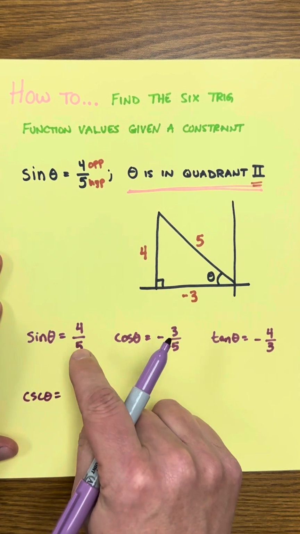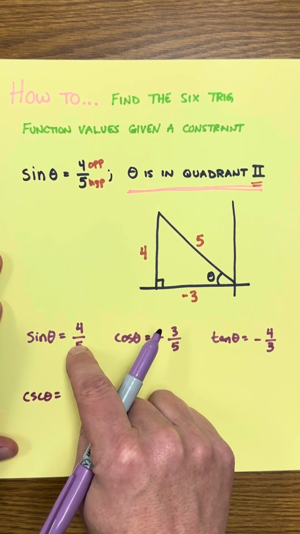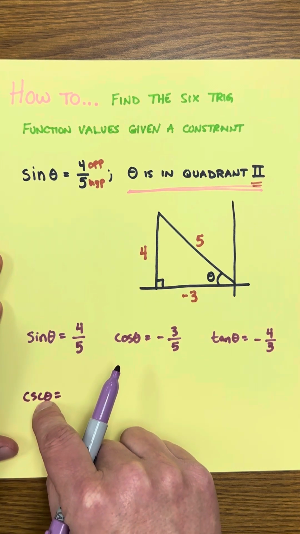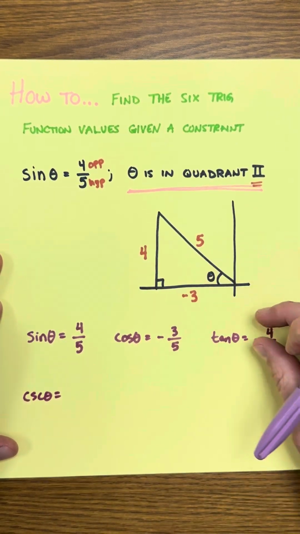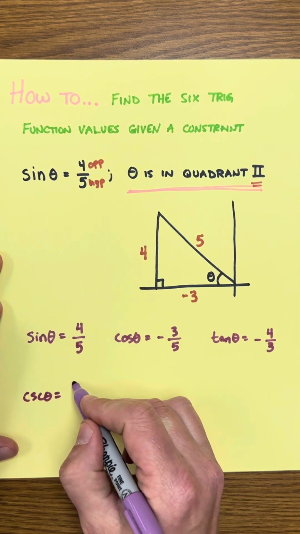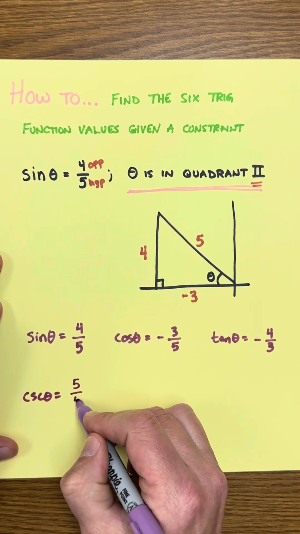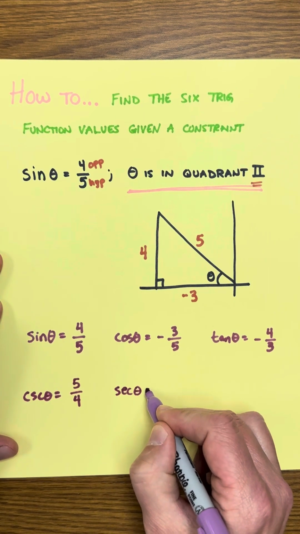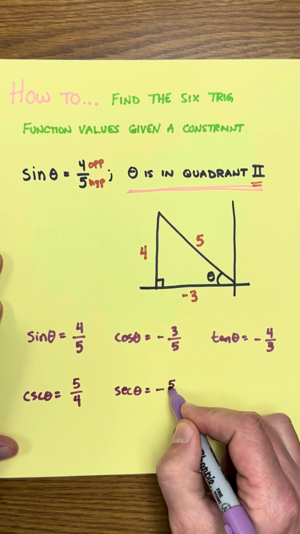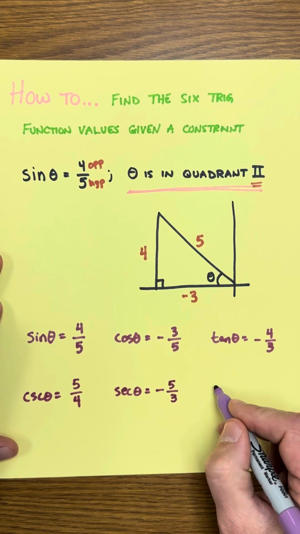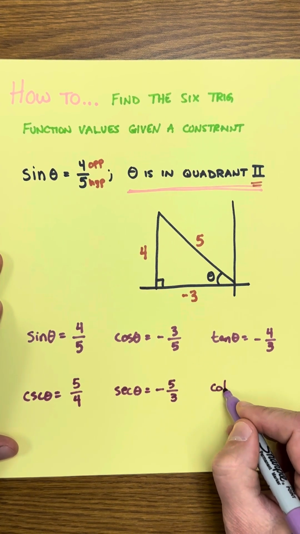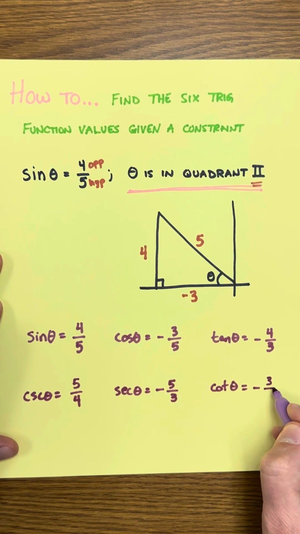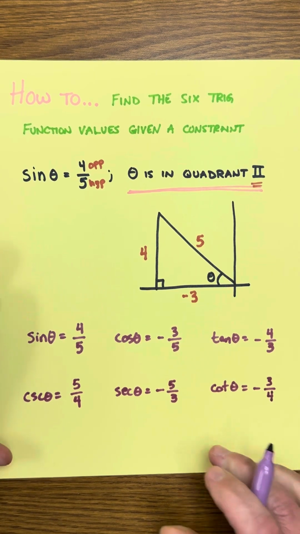So I just personally like to have the sine written here because then I always write the reciprocal identities underneath them, and I can just flip over all 3 of these fractions. So cosecant is 5/4. Secant is going to be -5/3, and then cotangent is going to be -3/4. And there you go.